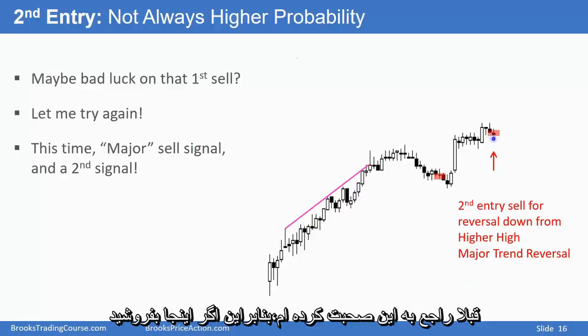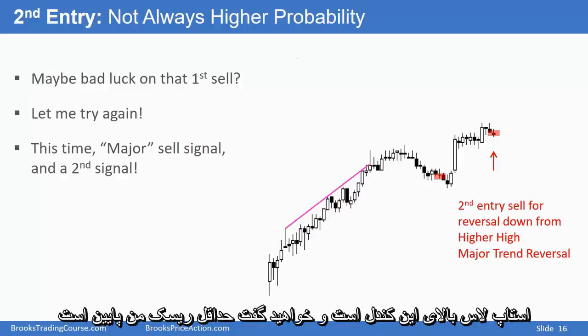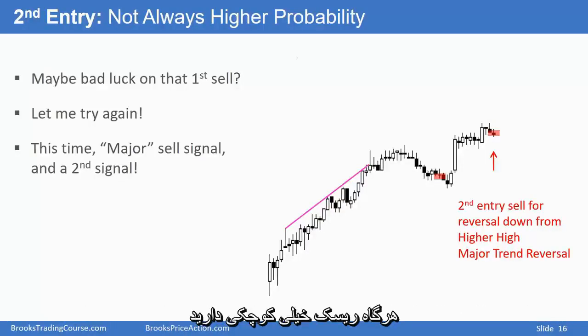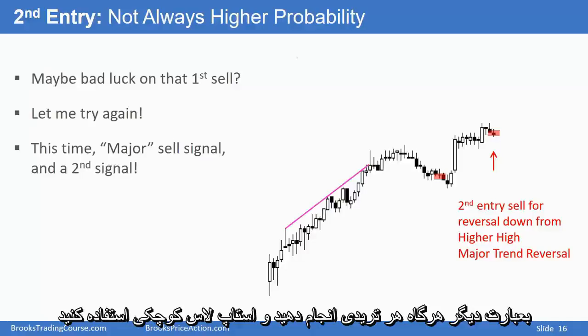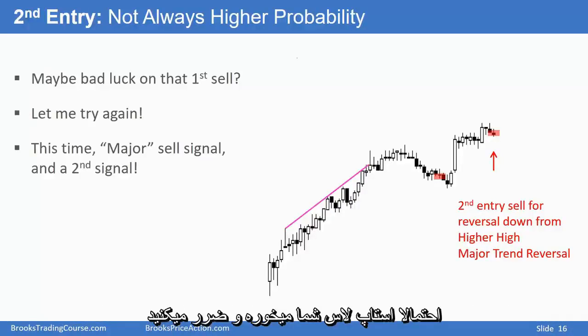So you're taking a short, your stop is above this bar, and you say, well, at least my risk is small. Whenever you have a very small risk, you always will have low probability. In other words, anytime you take any trade and you're using a very tight stop, you probably are going to get stopped out for a loss.